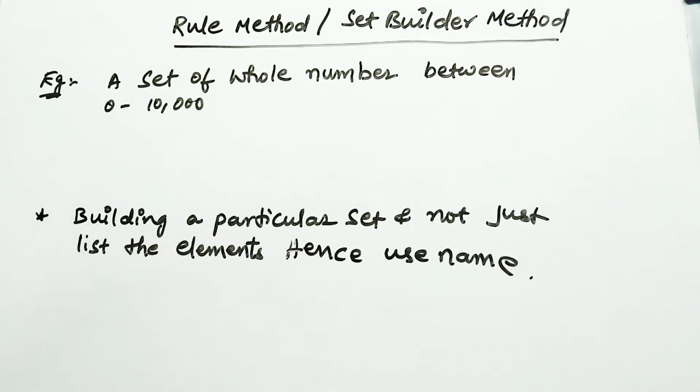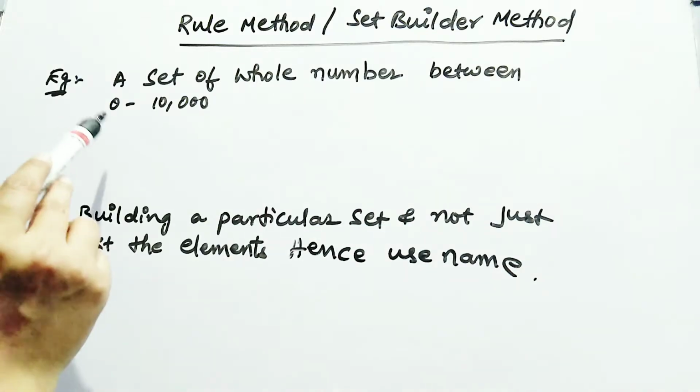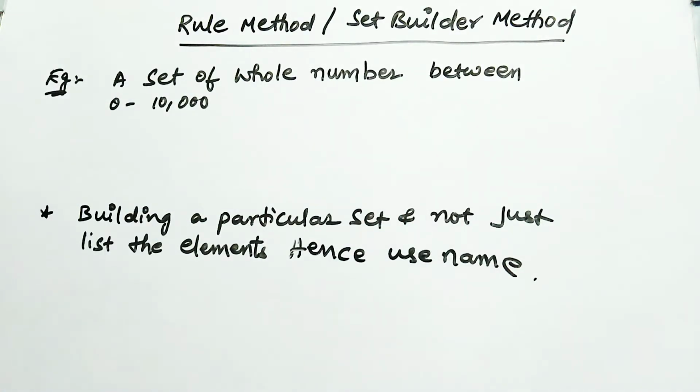Okay, our next is the rule method or set builder method. Just take an example: a set of whole numbers between 0 to 10,000 using the listing method. Listing method means you have to list each and every item in your set. Means 0 to 10,000, your list will be very much longer. So it is not practical. For that reason, the rule method came into existence. We are using the rule method or set builder method.